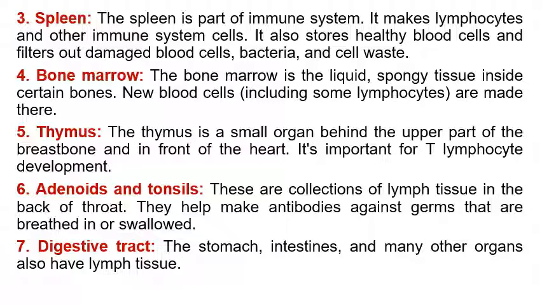And adenoids and tonsils, you can find these organs in your oral cavity. These are collections of lymph tissue in the back of the throat. They help make antibodies against germs that are breathed in or swallowed. And finally, we have the digestive tract, stomach, intestines, and many other organs that also have lymph tissues. So when the spread or metastasis happens, all these organs can also be affected by this cancer, and it depends on the stage of the cancer.